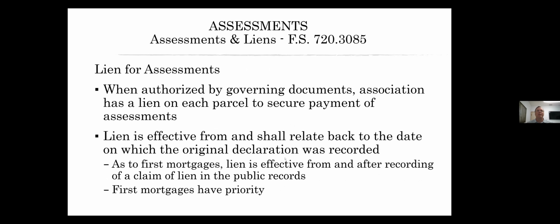The important thing about assessments and collecting on them for the association is that the association has a lien on any property within the association. The lien is effective from the date of your original declaration. So that means that if anybody gets a second mortgage or things like that, your lien will be superior. First mortgages, though, do have priority.